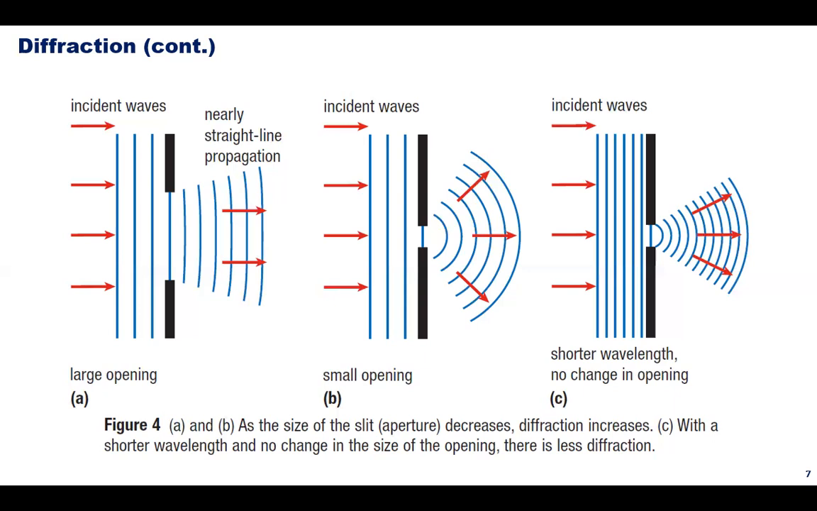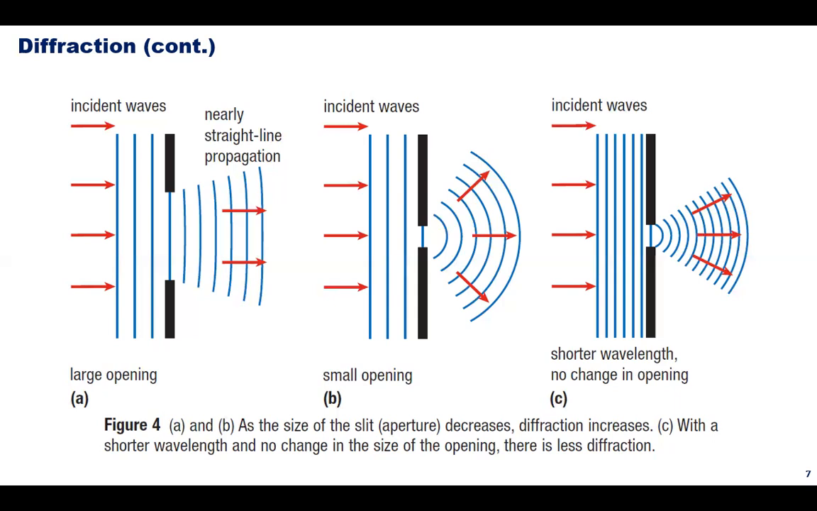Okay, in summary, in figure 4, A and B are the cases where as the size of the slit decreases, diffraction increases. In figure C, it shows the case that with a shorter wavelength and no change in the size of the opening, there is less diffraction.